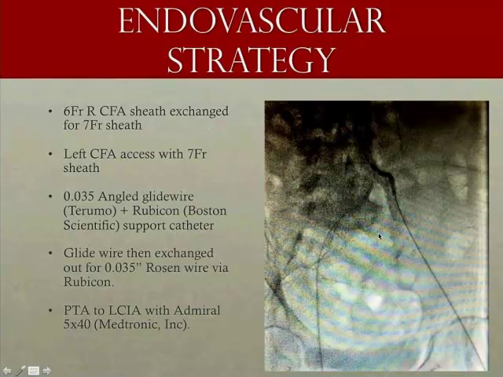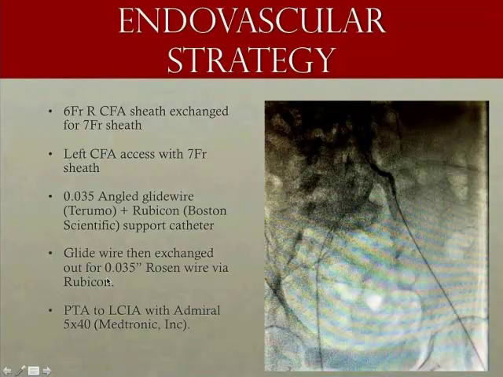I advanced an 0.035 Glidewire manufactured by Terumo, along with a Rubicon support catheter, and I was able to cross the distal cap and very quickly entered what looked to be the subintimal space. Not surprising given the amount of calcification that was there. I was not expecting to be able to remain true lumen throughout. Fortunately, however, I was able to re-enter the true lumen in the distal aorta, or ostium of the left common iliac artery, through which I was then able to exchange the wire for an 0.035 Rosen wire, which is a fairly stiff wire, over the Rubicon catheter.